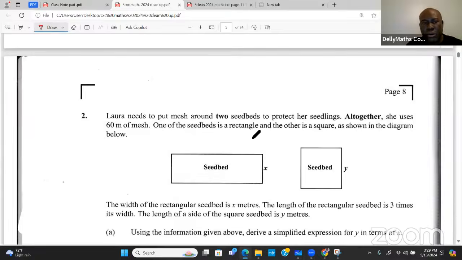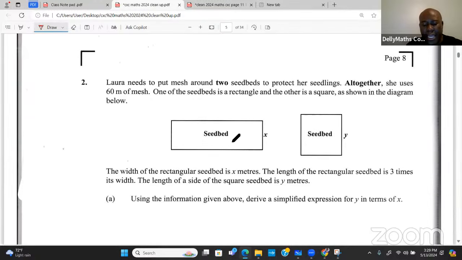All right. So now we're looking at a question here talking about seabeds. It says Lana needs to put mesh around 2 seabeds to protect her seedlings. So altogether, she used 60 meters to mesh that around. One of the seabeds is a rectangle, the other one is a square, as shown in the diagram.